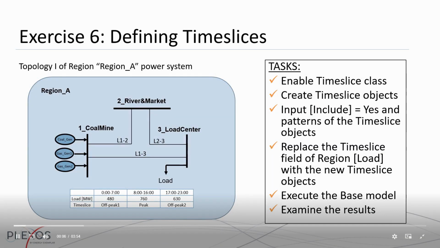Exercise 6, Defining Time Slices. In this exercise, we are going to use the same base topology. Our tasks will be to first enable the time slice class in the config. For each of these objects, we will set include equal to yes, and we will define the patterns that we see in this diagram. Then we will replace the time slice field of the region load property with these new time slice objects. Then we can execute the base model and take a look at the results.